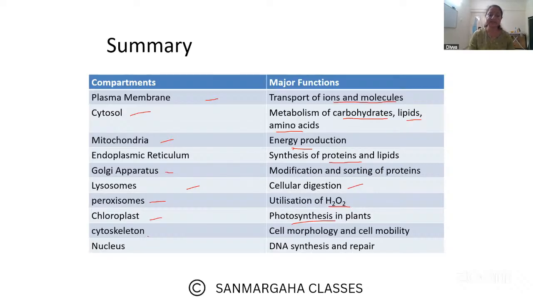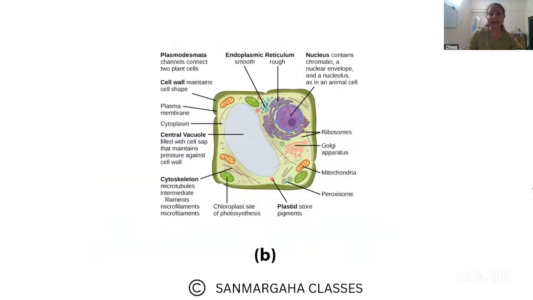Then cytoskeleton is involved in cell morphology and cell motility. Okay, the nucleus: the main function of the nucleus, because it has the chromatin network in it, that is chromosomes are present, so DNA synthesis and repair takes place in the nucleus. Okay, so this is the plant cell. So all the things are same. Okay, we have endoplasmic reticulum, smooth endoplasmic and rough endoplasmic.